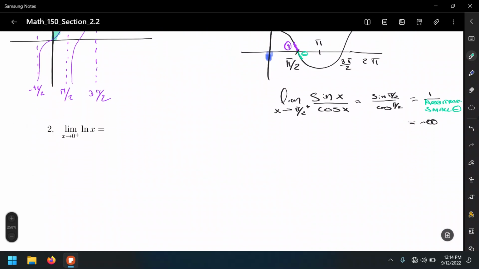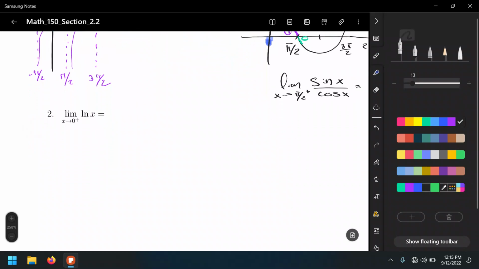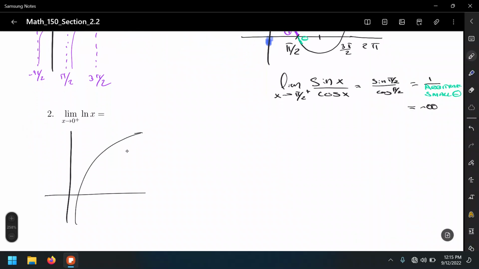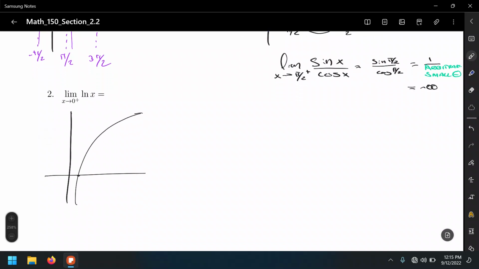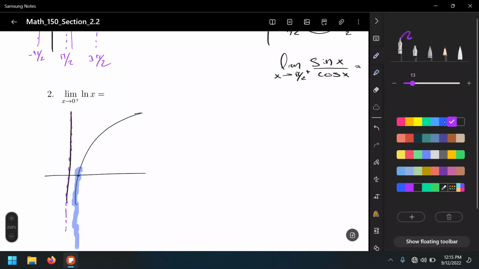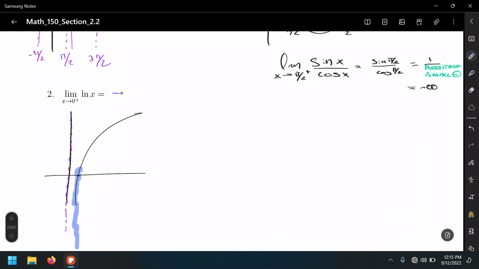My pleasure. Number 2, limit of ln of x. Okay, that's another graph we reviewed at the beginning of the semester. It looks like this, has an x-intercept at (1, 0), and also make sure to draw the vertical asymptote at x equals 0. Alright, let's look at that limit. In this case we're approaching 0 from the right. Where is this limit going to? It's going to be negative infinity. It's going down to negative infinity.